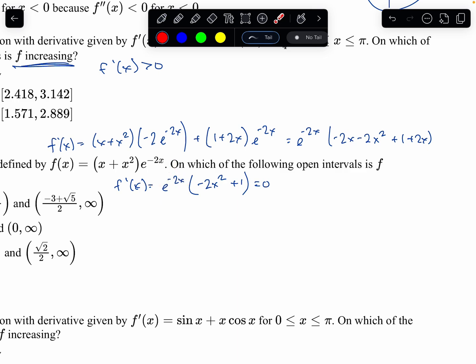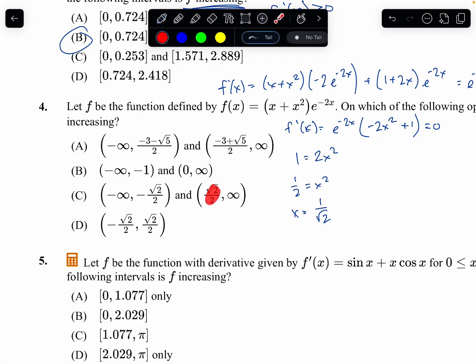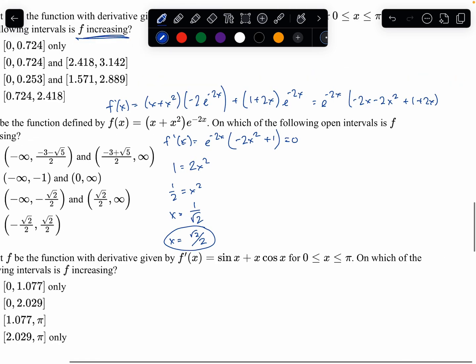All right, and then this right here, we solve that. So we'll get 1 is equal to 2x squared divided by 2. So we get 1/2 is equal to x squared. So x is going to be equal to 1 over root 2, which I'm assuming, looking at these answers, that they're going to rationalize the denominator, which is dumb, but it happens. Sometimes they choose to not rationalize the denominator, sometimes they choose to rationalize it, but whatever. And that's also going to be positive or negative.